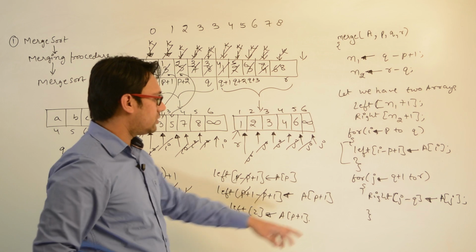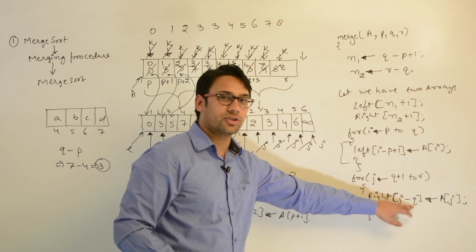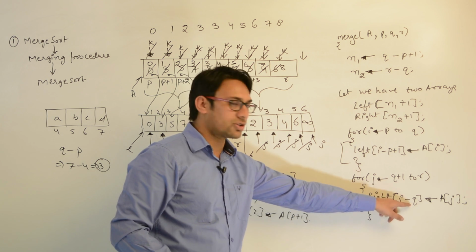Okay. So, write of J minus Q. Initially, what is the value of J? It is Q plus 1. So, Q plus 1 minus Q will be 1. Next time it will be Q plus 2. So, Q plus 2 minus Q will be 2.